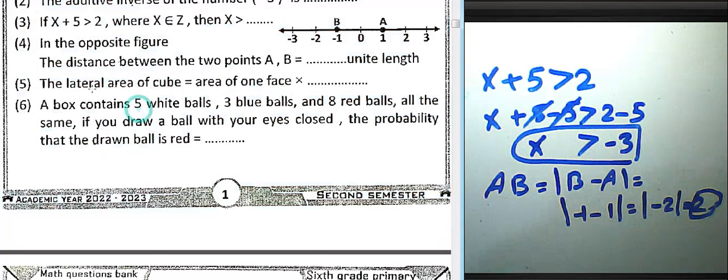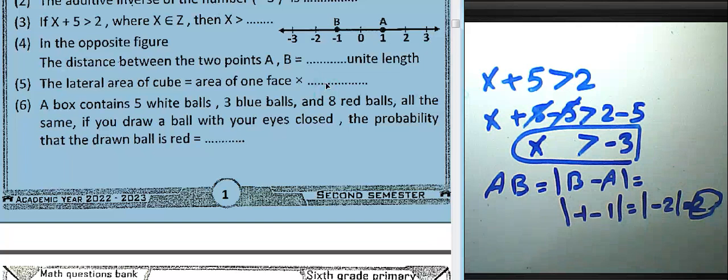Question number 5: the lateral area of a cube is the area of one face multiplied by 4.